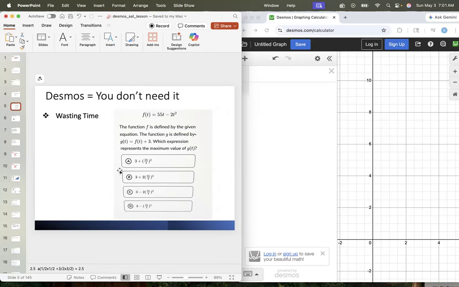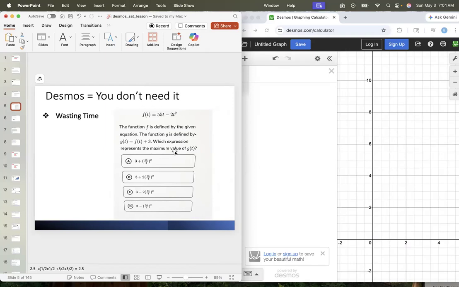f of t is giving you that. The function f is defined by a given equation. The function g is that translated plus 3. Bring your concept. Remember, if you understand the concept, Desmos is just going to support you. If you don't understand the concept and you're trying to put things in the calculator, you can make a mistake easily.